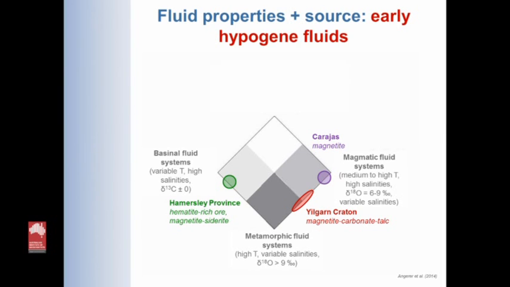In the Yilgarn craton, again we have hot temperatures, hypersaline fluids, but the timing is quite late. It's about 250 million years after BIF formation. We have dated some of these hypogene magnetite ore bodies, and they're about 200 million years after the formation of BIF. So ruling out basinal brines as being part of that. So that's why we envisage at this stage these Yilgarn deposits are between the magmatic and metamorphic fields. So we lost control of the mass.